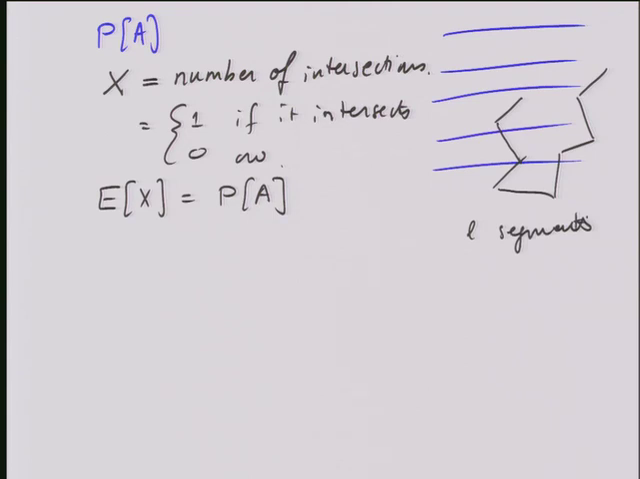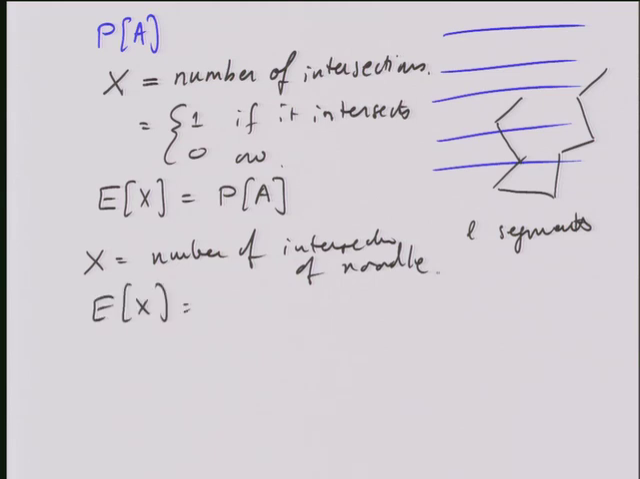Now we redefine X. X is now the number of intersections of this noodle with the lines. Of course, when we throw down the noodle at random, it can intersect many times. But what's the expected number of intersections? X is equal to X1 plus X2 plus up to X sub L, where X sub i is whether the ith needle in this chain intersects one of the lines. And so by linearity of expectation, it's L times the expected value of X1.